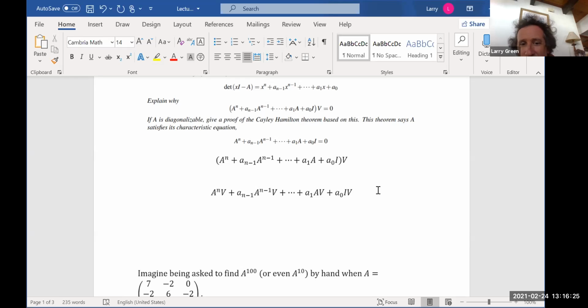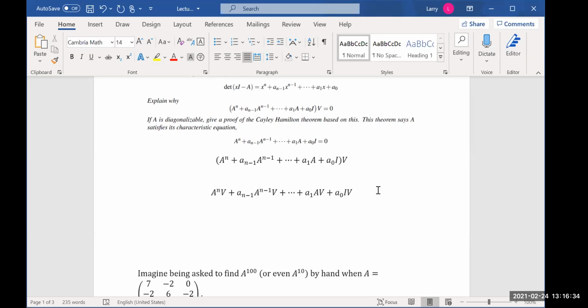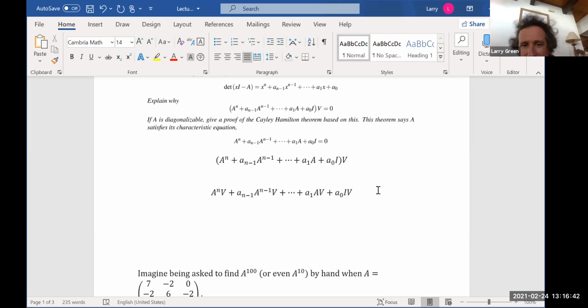The hint is, what is V? V is a special vector. It's not any vector. It's an eigenvector. Yeah, because it's an eigenvector. What is, for example, AV? It's lambda V. What's A squared V? Remember, A squared V is A times AV.